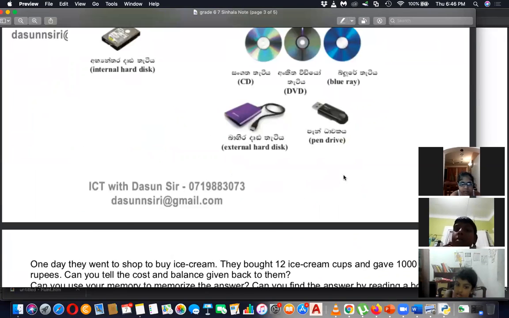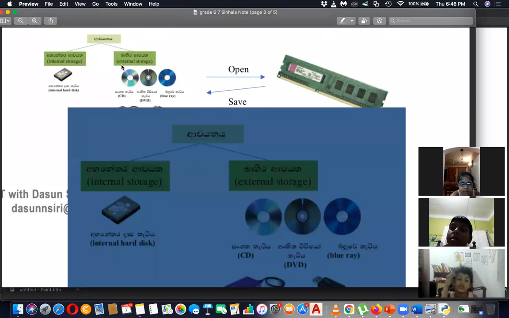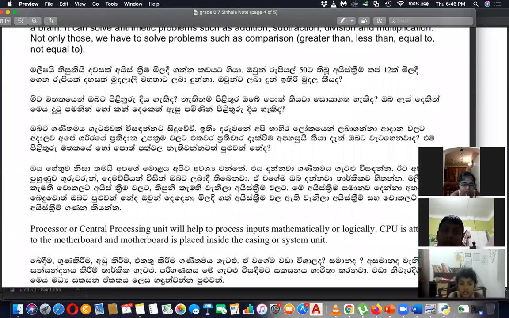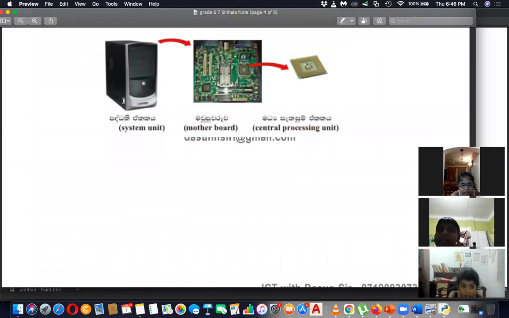Now you know the story. You can open from the secondary storage to main memory, and you can save from the main memory to these storages. This is the last thing that we have to discuss. We discussed last day about the central processing unit, CPU. That is the brain of the computer. That is where calculations are done.